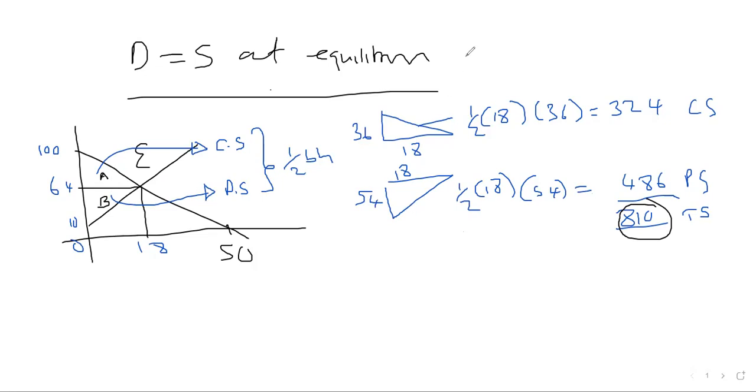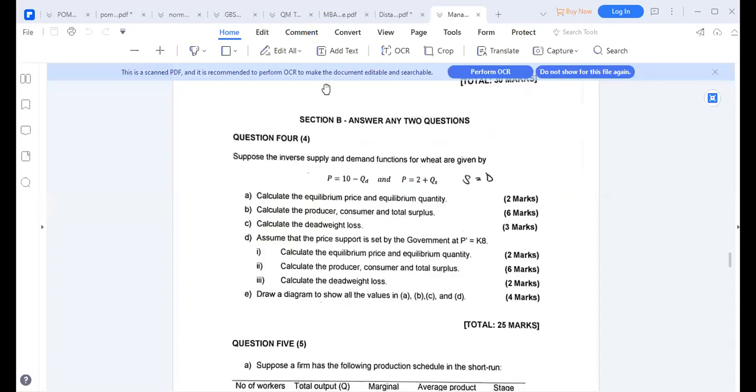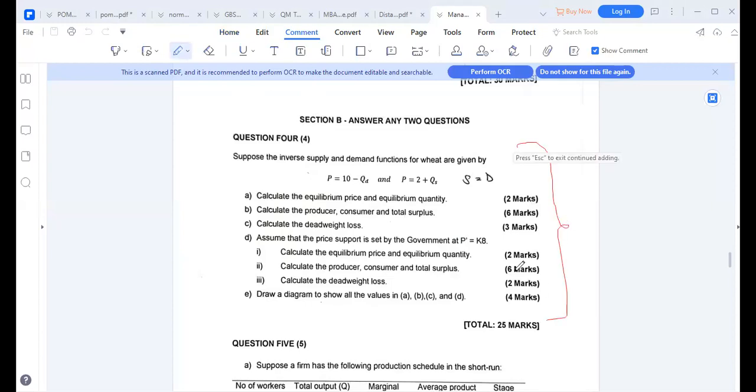Now, let's look at an exam type of question. This came last year, where we've been given the following functions. Our demand function has a negative slope. Our supply function has a positive slope. So our demand and our supply have been given. So let's calculate using what we just learned.